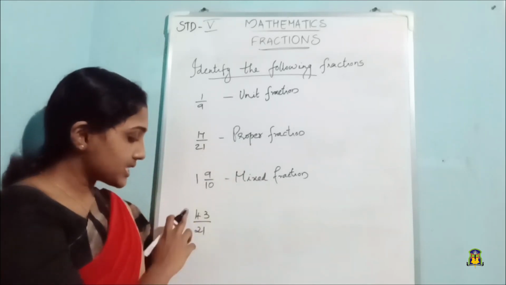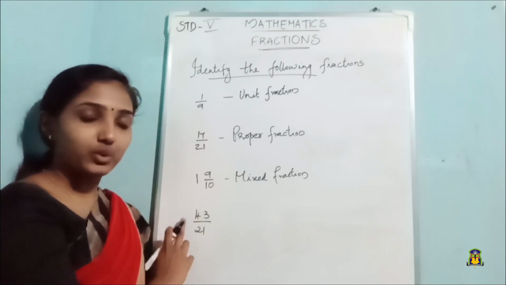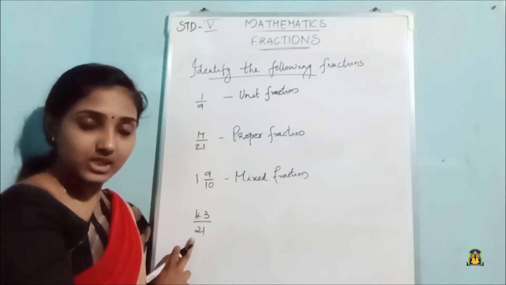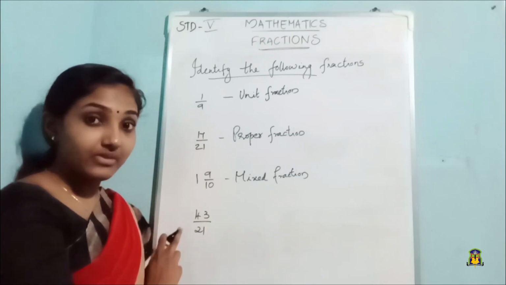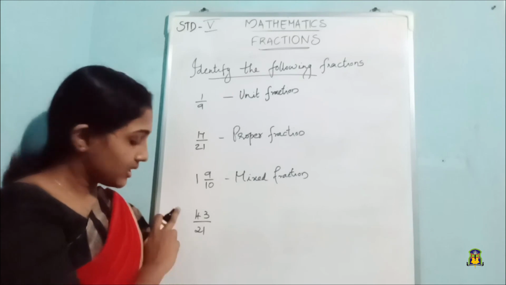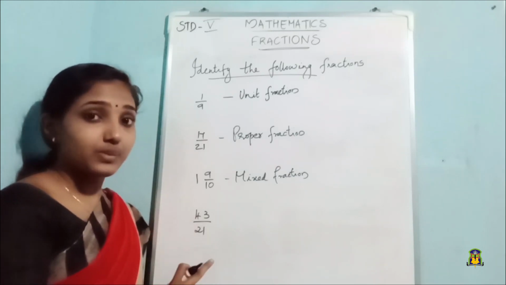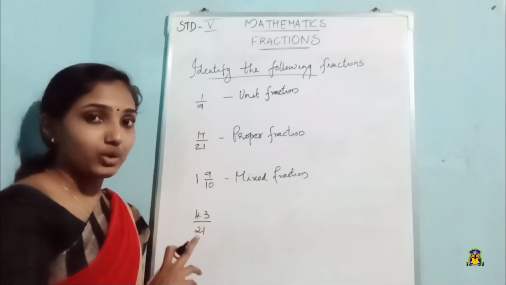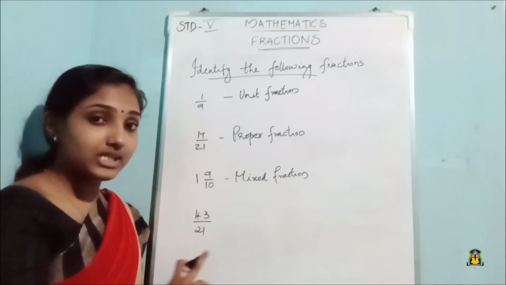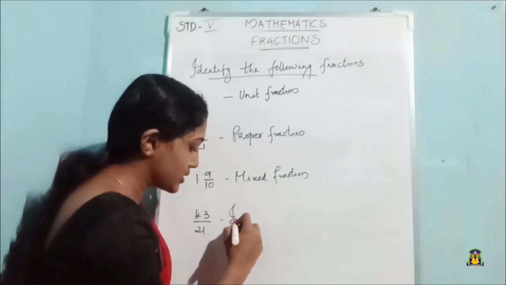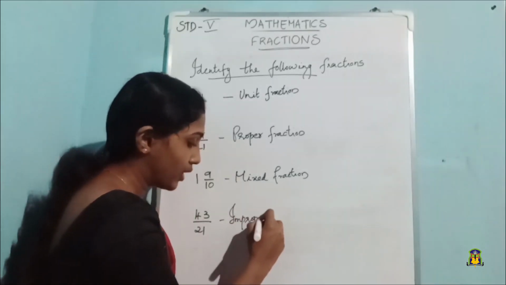Okay. Next is 43 by 21. Look, the numerator is 43, the denominator is 21. 43 is greater than 21, right? That is, the numerator is greater than the denominator. So, which fraction is this? If the numerator is greater than the denominator, then the fraction is called an improper fraction. So, it is an improper fraction.